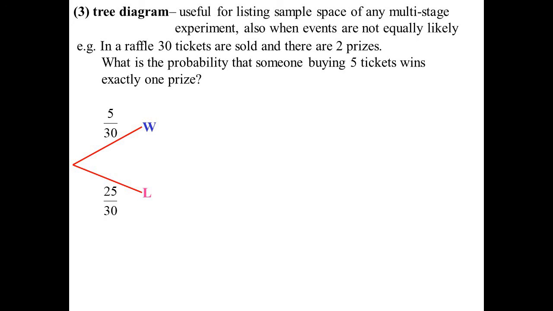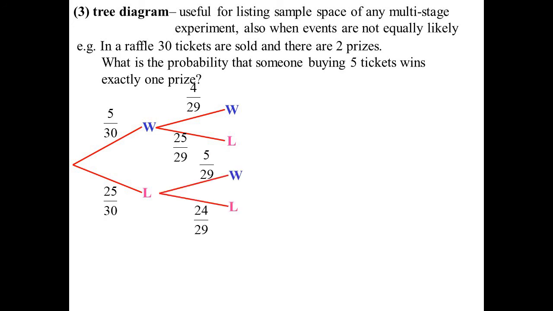But they're going to draw a second ticket. Now, depending on what happened the first time, it's going to affect the probability of the second time. So if I did happen to win, then one of my tickets has been pulled out. There's 29 left. So the probability of now winning the second prize as well, 4 out of 29 and 25 out of 29 for not winning. However, had I lost the first go, now the chance of winning is 5 in 29 and losing is 24.